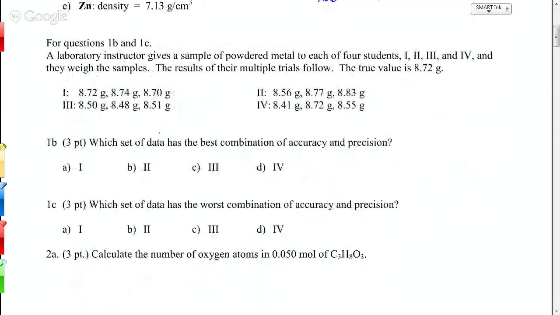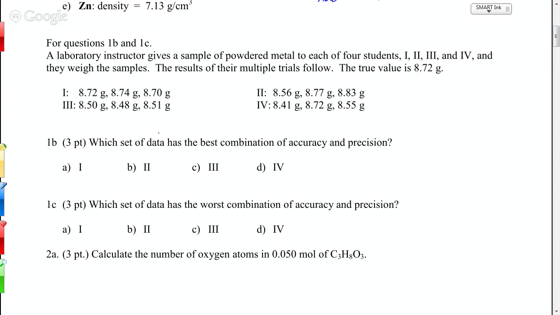All right. So now we're going to use these samples. A teacher gives a sample of powdered metal to each of 4 students, and they weigh the samples. The results of their multiple trials follow. The true value of the sample of metal is 8.72 grams. So who's the best at being both accurate and precise, and how would you figure that out? The first person. How do you know?